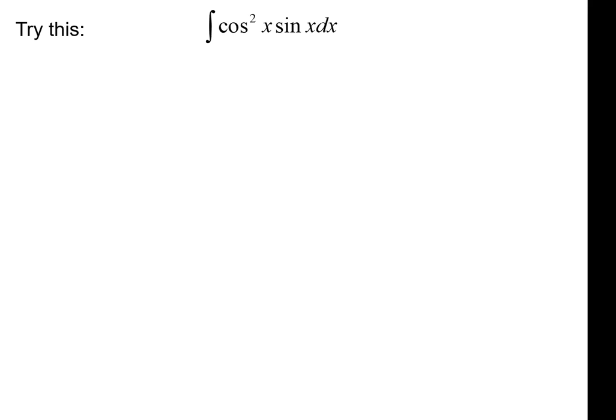Let's try this one. We've got cosine squared x times sine x dx. This is very similar to the last question. Cosine x is the inner function here. Cosine x is inside of something squared. So let's let u equal cosine x. The derivative of cosine will contain what? It'll contain negative sine x. Don't worry about the negative. The point is it contains sine x, which is what we have in the original integrand. So that's what we need for our substitution.